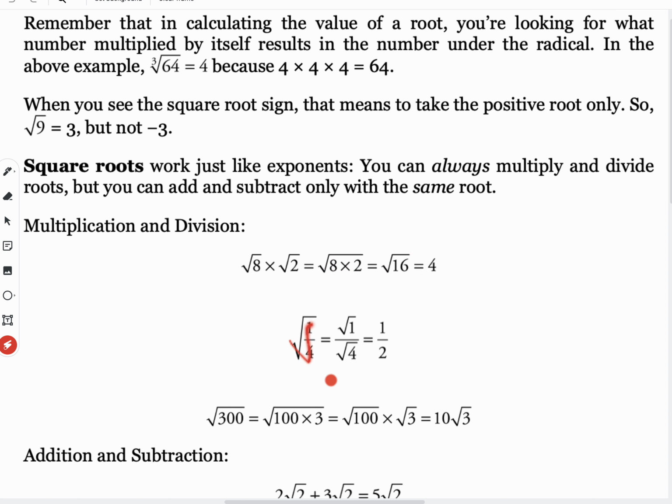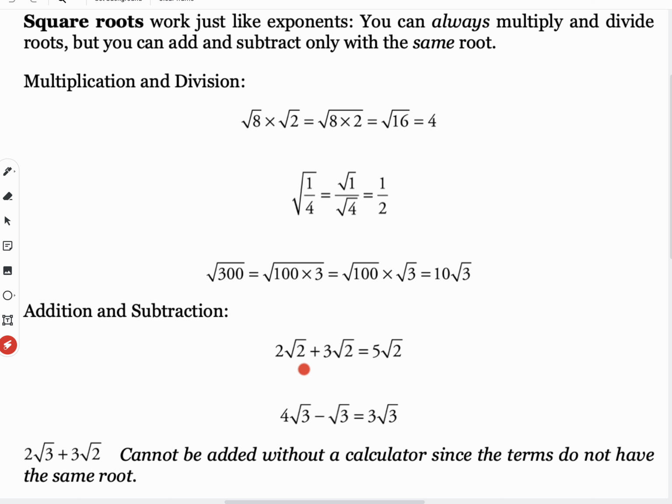The square root of 1 divided by 4, we can break this down into the square root of 1 divided by the square root of 4, which will be 1/2. And the square root of 300 is the same as the square root of 100 times the square root of 3. Notice we factored this down to a square root here that will simplify to a whole number. This will be 10. The square root of 100 is 10. We keep the square root of 3. The answer is 10 square roots of 3.